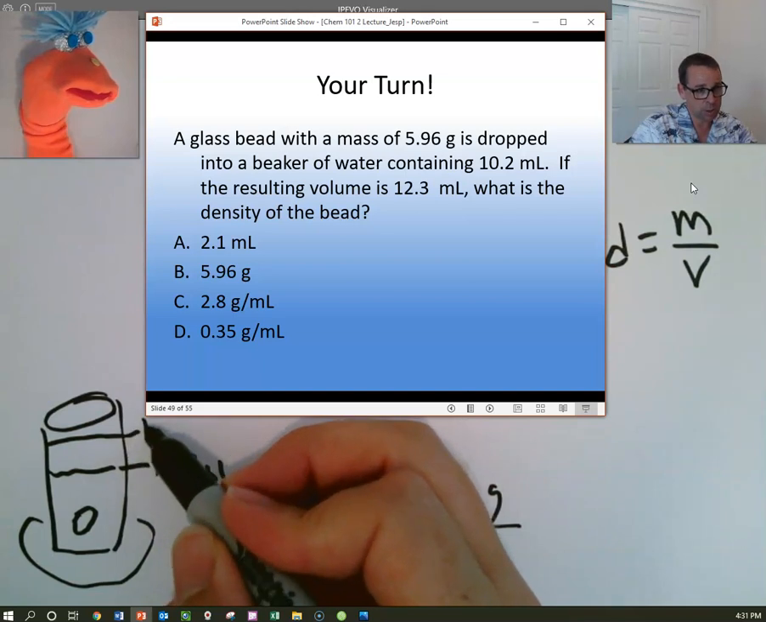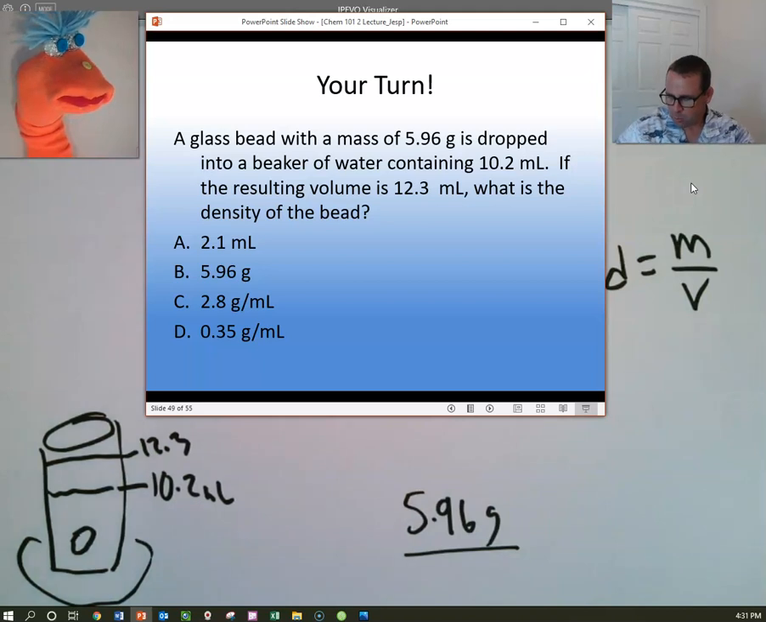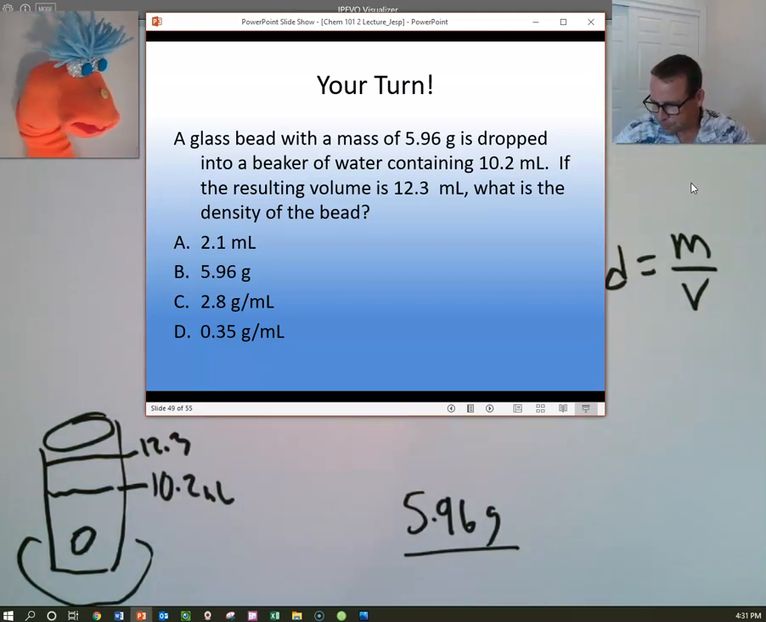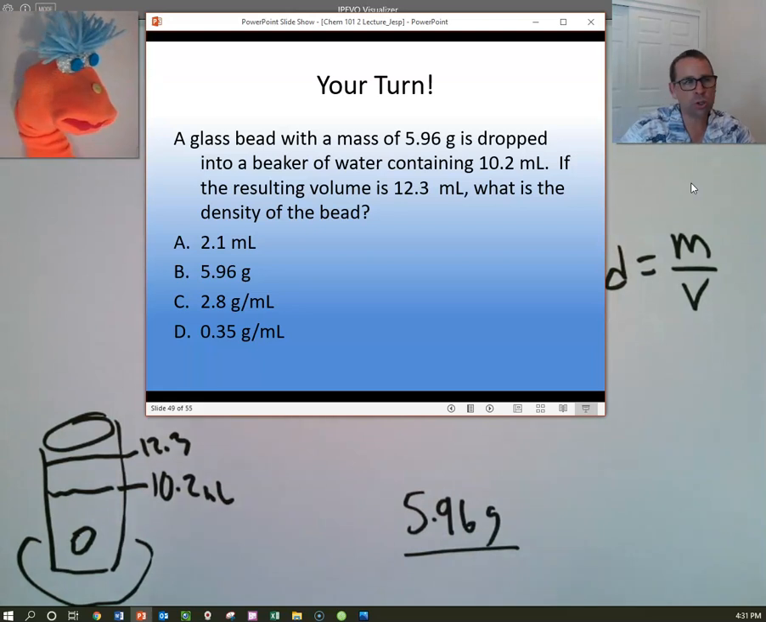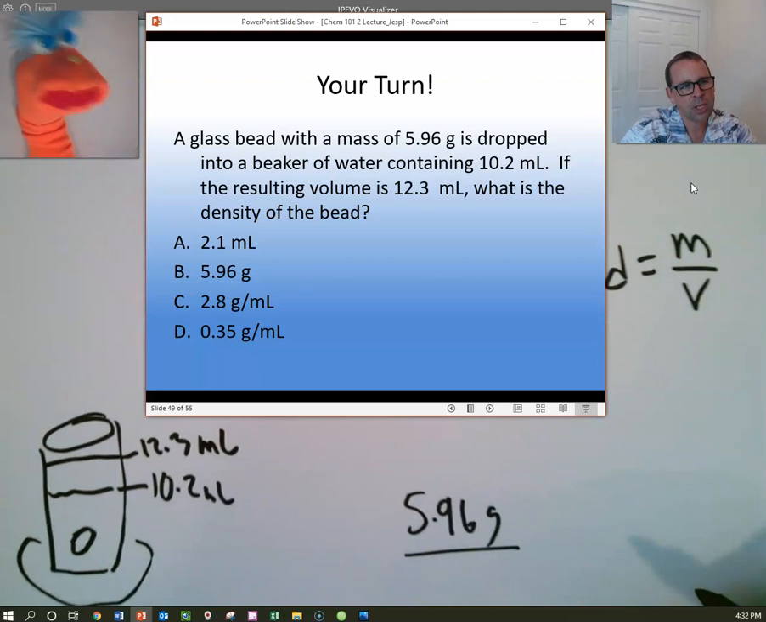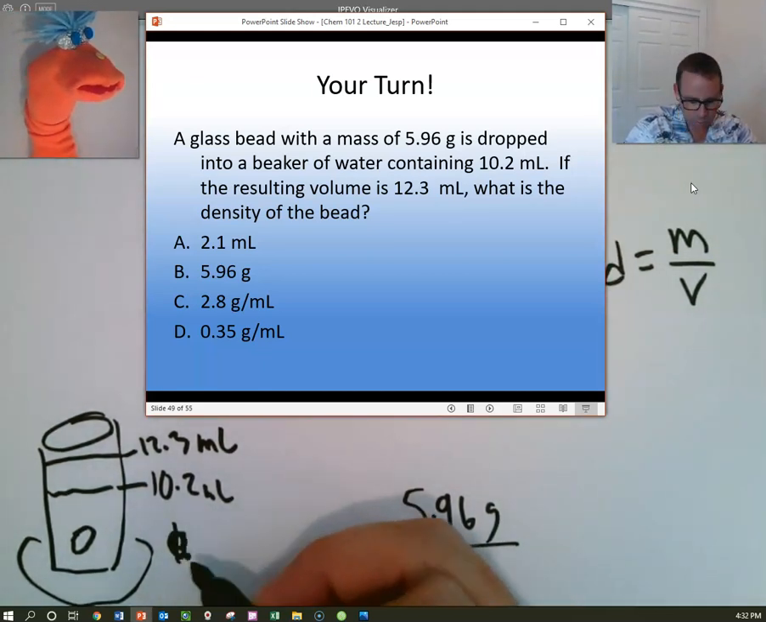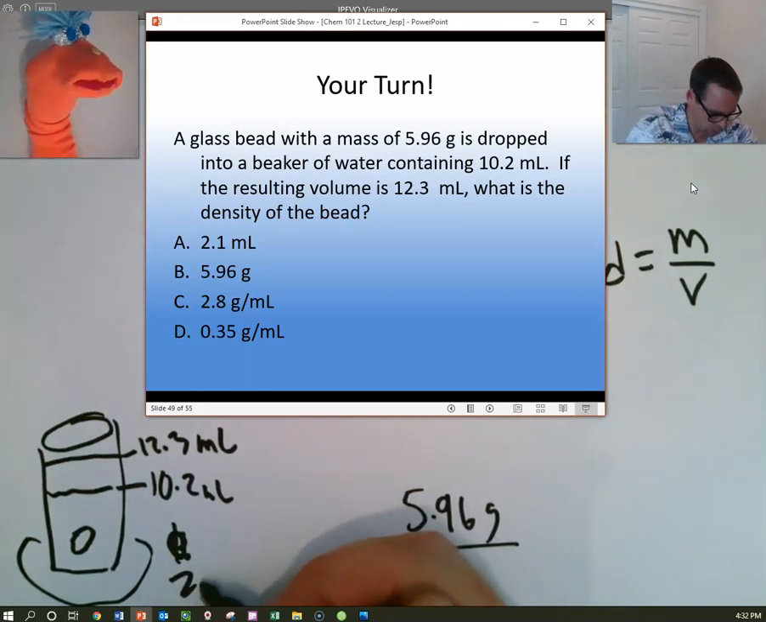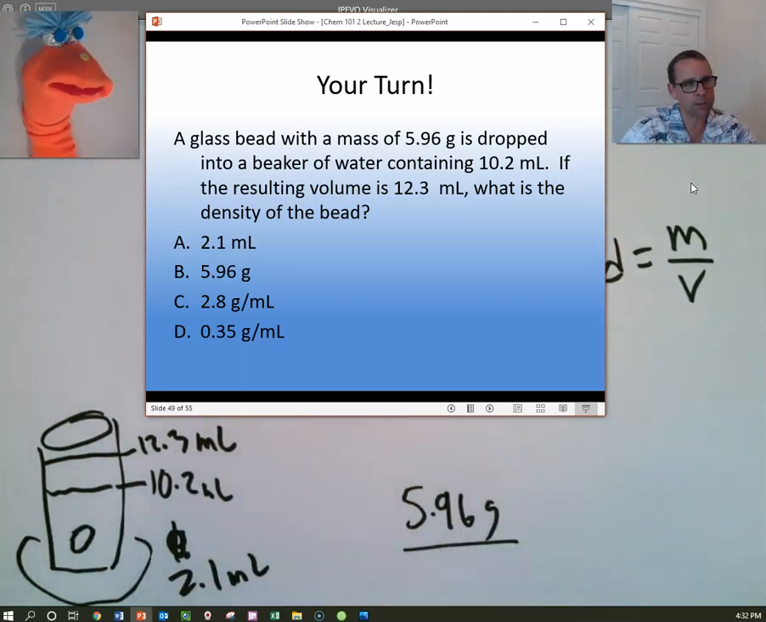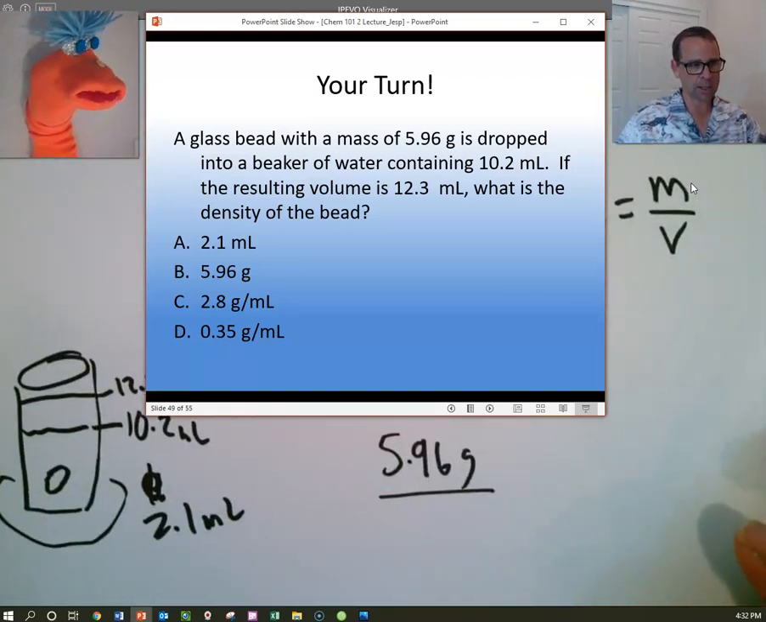And if the new volume here is 12.3, then the difference between 12.3 and 10.2 is the volume of the bead. So if I take my 12.3 minus the 10.2, I get 2.1. So what is that? 10.2, that's the volume of the bead. 10.2? No, 2.1. Oh, 2.1. 2.1 is the volume of the bead. And so what do I do with that?